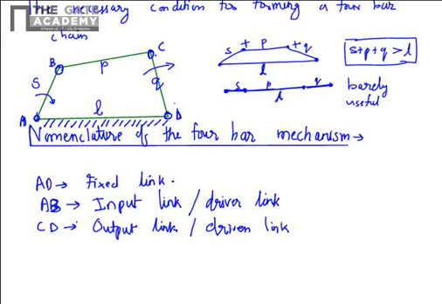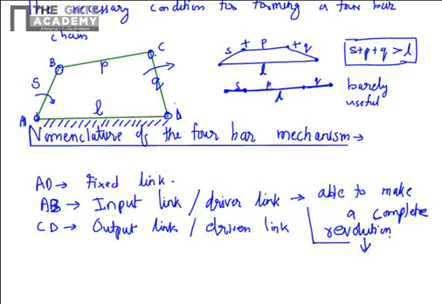So these definitions are just for laying out a framework for our further theoretical work. Any of the links can be exchanged. The input can be made output by supplying motion to it, and vice versa. If the input link is able to make a complete revolution, then it is known as a crank. So in a slider crank mechanism, we get motion from a crank. This is what is called a crank.